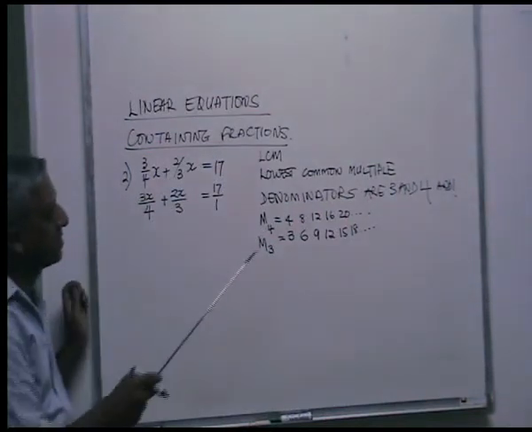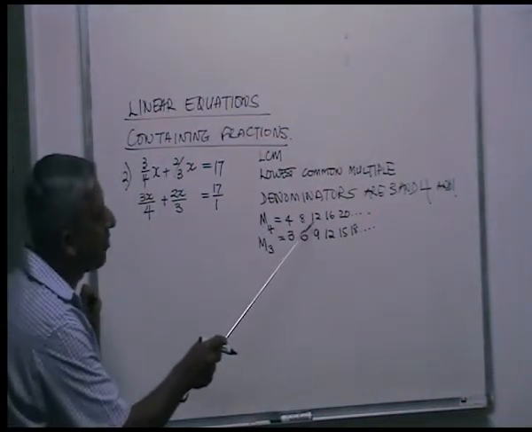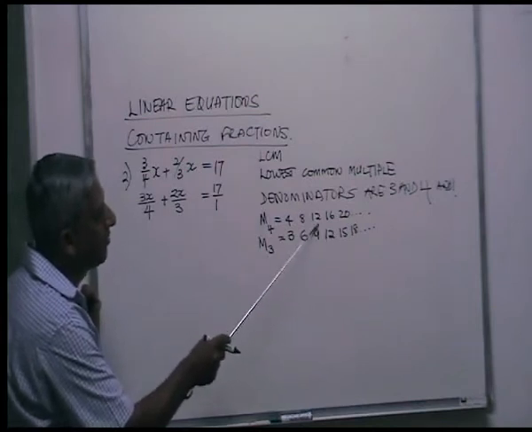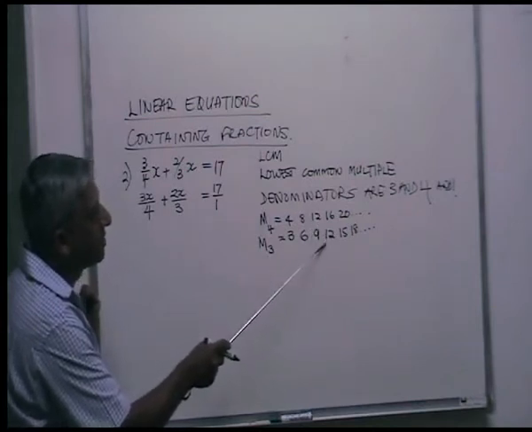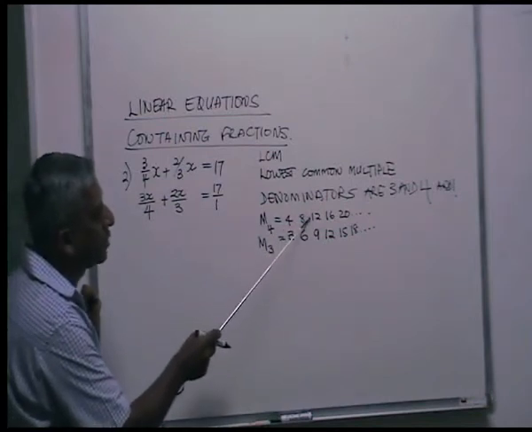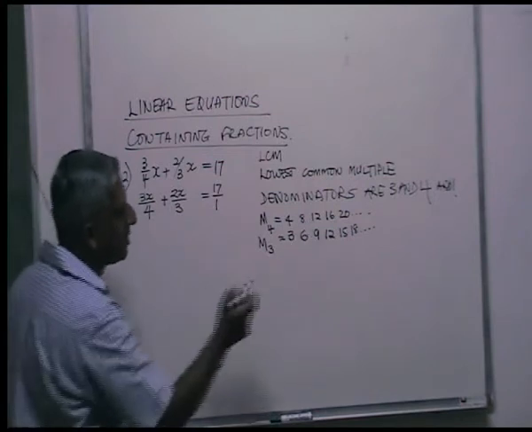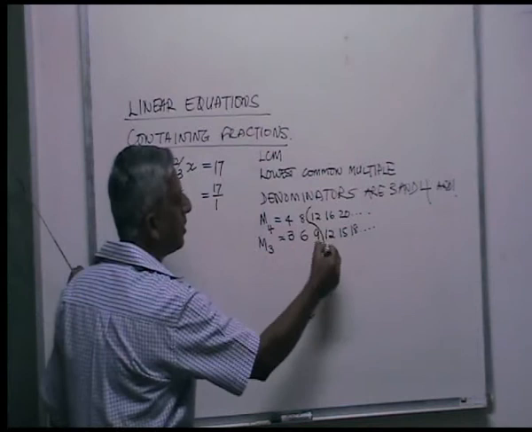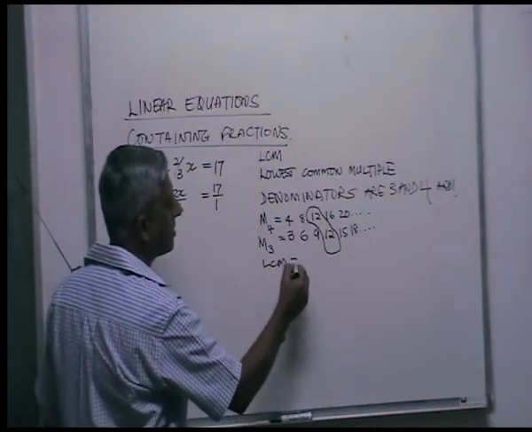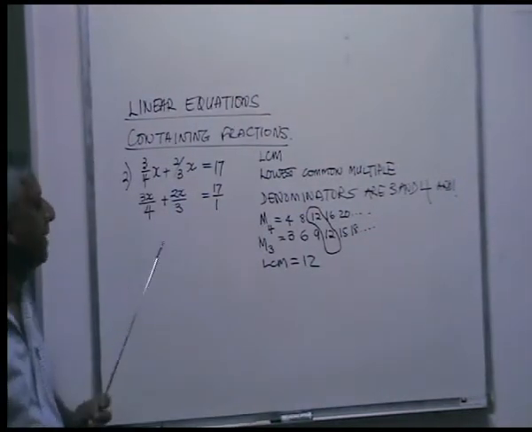Then you look for the first multiple that is common, which is the same. Can you see? 12 is the first one that is the same. You see 3 and 4 are different, 6 and 8 are different. Then you got 12 here. 12 and 9 are different, but 12 and 12 are the same. So the LCM is 12. See, that's how you find the LCM.